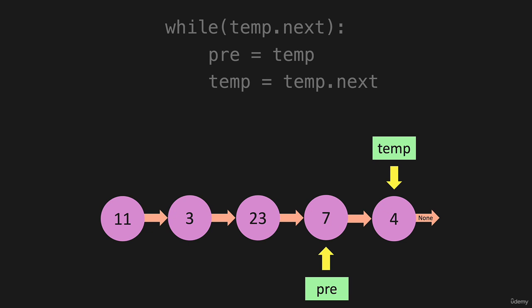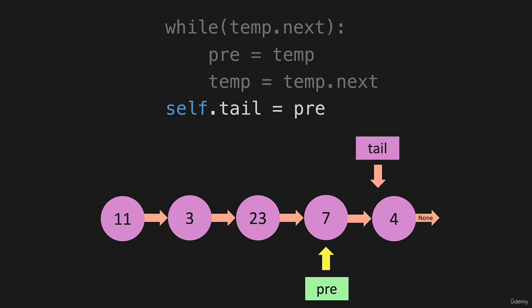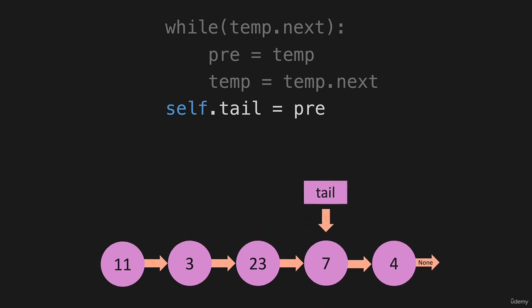So for now, I'm going to remove that temp variable. It's pointing at that last node. We will need that in a minute, so I will be bringing that back. But for now, I'm going to remove that. And then we need to have tail point to that 7 node. We do that like this, self.tail equals pre, and that's going to point that there. So that's the only thing we're going to use pre for. So I'm going to remove that.